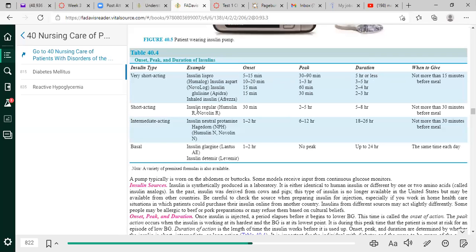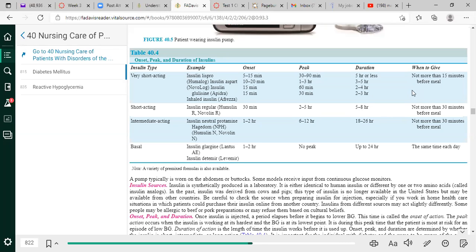Short-acting insulin is kind of like a rapid-acting insulin as well, but it's not as quick as the very short-acting. The short-acting insulin is Humulin R or Novolin R, where the onset is 30 minutes. It takes 30 minutes to begin working, 2 to 5 hours to peak, and 5 to 8 hours it will be in your system.